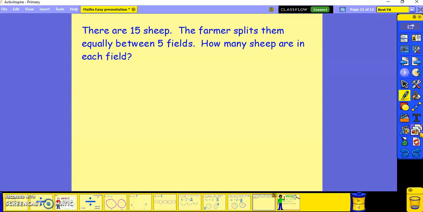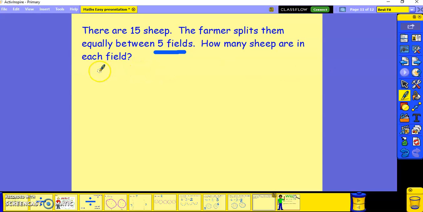So our final question. There are 15 sheep. The farmer splits them between 5 fields. How many sheep are in each field? So remember, this time we're sharing between 5. You might want to draw a picture to help you. Pause the video here.